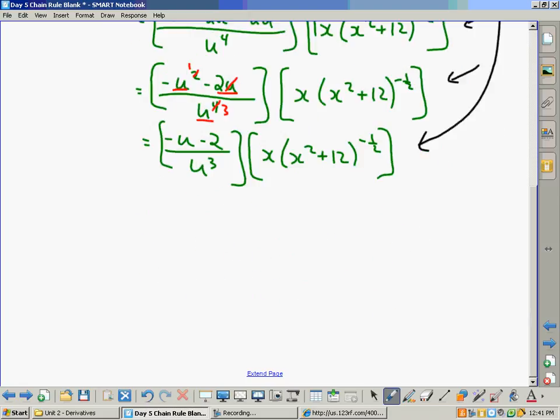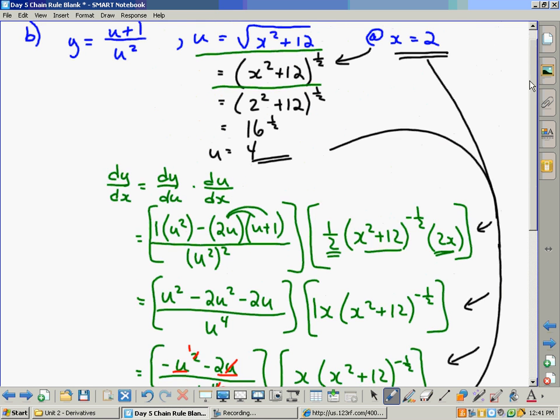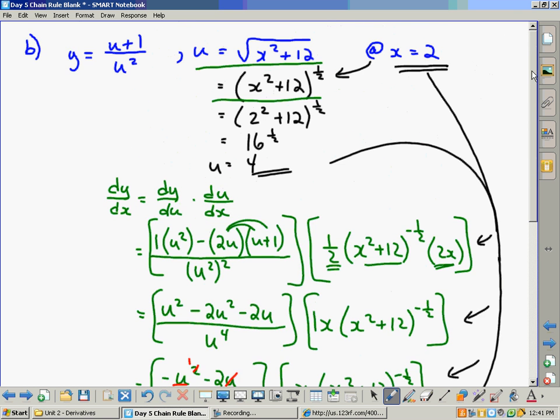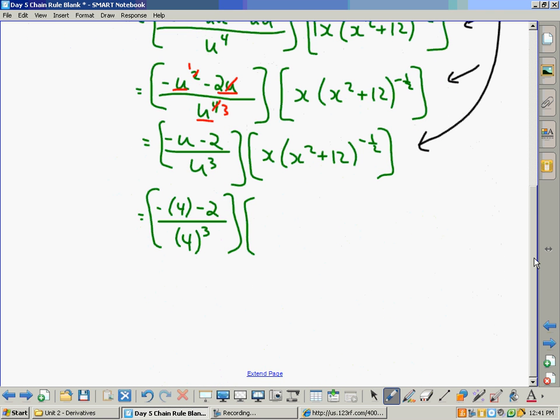So remember, from the top, u I figured out was 4, I think, right? Yep. So now wherever I see a u, I'm going to put in a 4. So it's negative u, so negative 4 minus 2 all over 4 cubed. And wherever I see x, let's just remind myself, x was 2. So I'm going to put in a 2 for every time I see x. And now I just need to simplify.